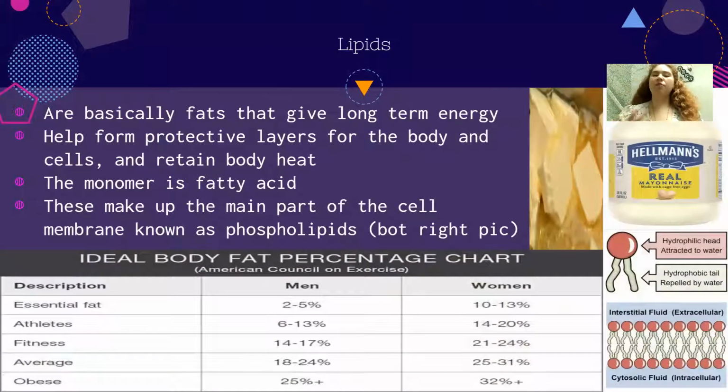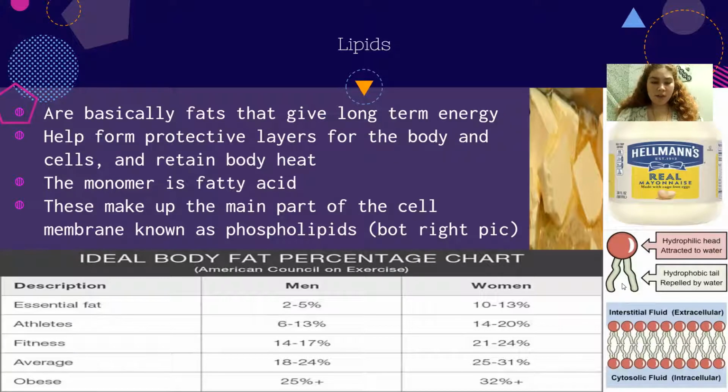First, we have lipids. Lipids are fats. And in the things that you consume, when you consume fats, that stuff gets stored to be used later. So it helps perform protective layers for the body and the cells and retain body heat. Okay, protective layers for the body, retaining body heat, those make sense. As far as cells go, remember in Unit 1, we learned that cells have a cell membrane. That cell membrane is mostly made up of lipids. It's a fatty structure that surrounds the cell completely.